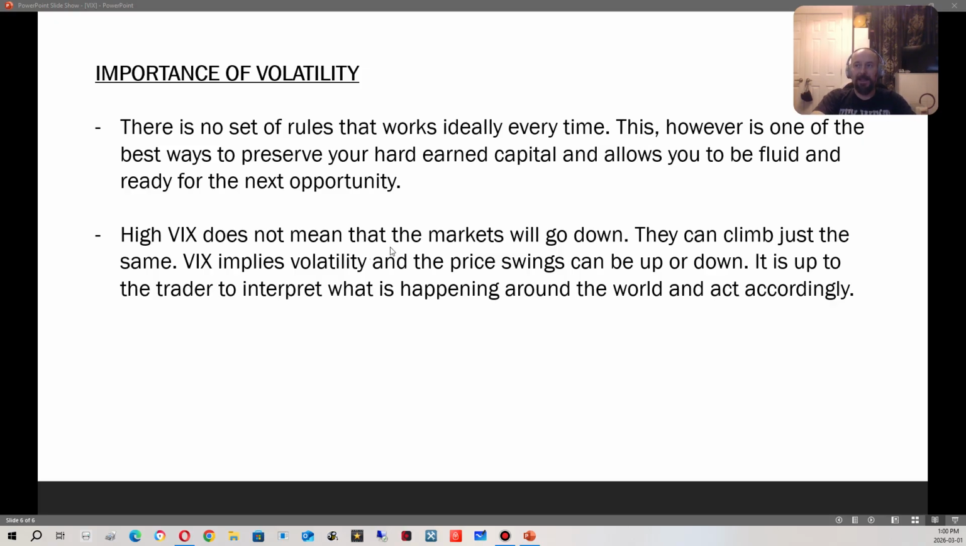High VIX does not mean that the markets will go down, and this is very important. Sometimes they can climb up just the same. VIX implies volatility, and the price swings can be up or down. It is up to the trader to interpret what is happening around the world and act accordingly.